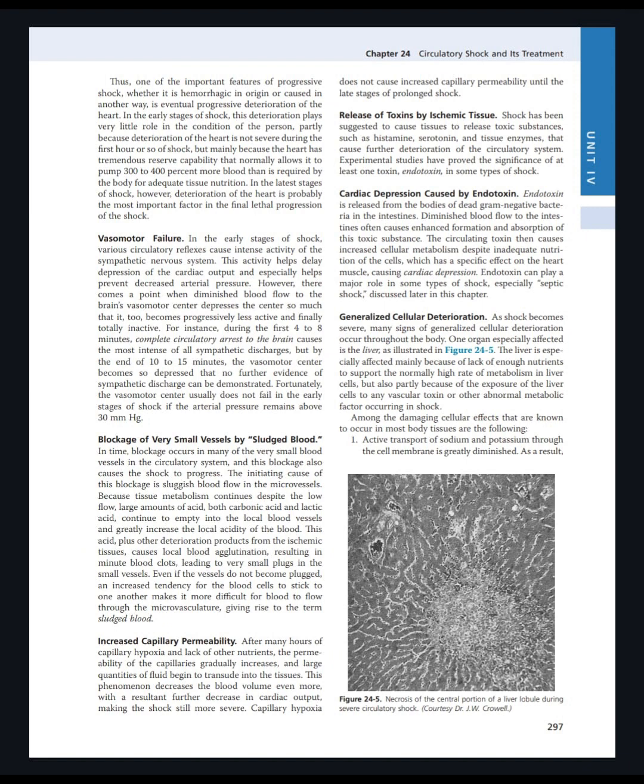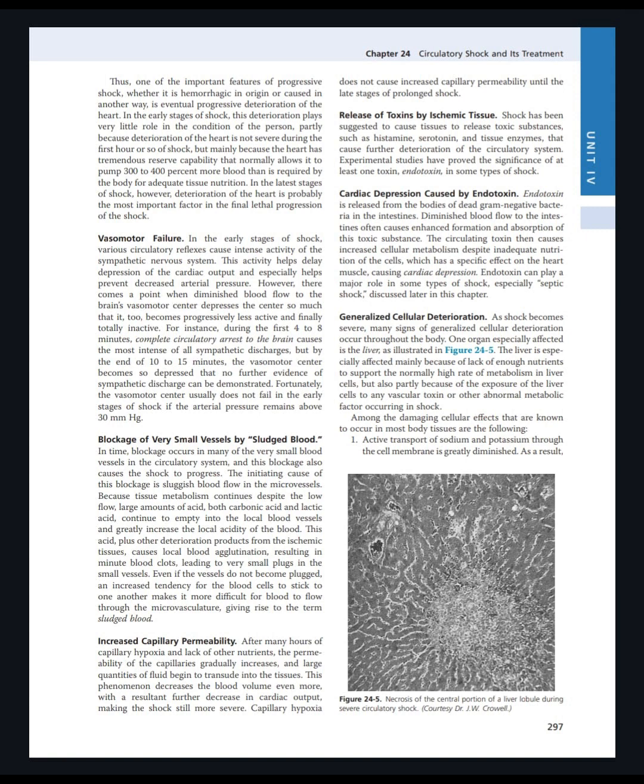That's one of the important features of progressive shock, whether it is hemorrhagic or caused in other ways: eventual progressive deterioration of the heart. In the early stages of shock, this deterioration plays very little role in the condition of the person, partly because deterioration of the heart is not severe during the first hour or so of shock, but mainly because the heart has tremendous reserve capability that normally allows it to pump 300 to 400% more blood than is required by the body. In the late stage of shock, however, deterioration of the heart is probably the most important factor in the final lethal progression of the shock.